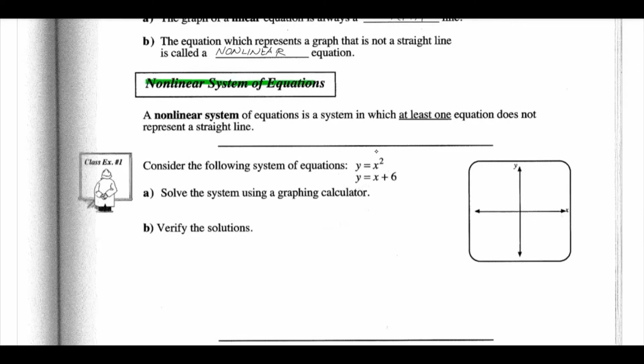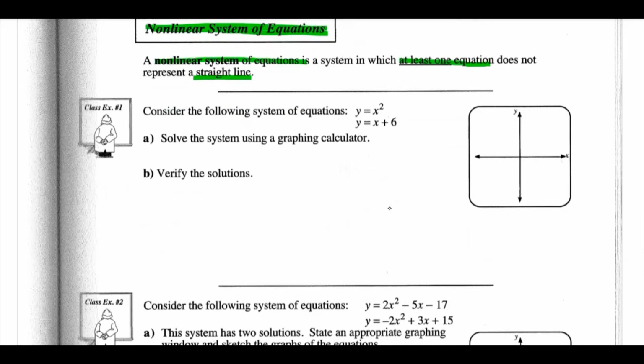If we have a system of equations that is nonlinear... in lesson 1, we were talking about a linear system of equations. Well, a nonlinear system of equations is a system in which at least one equation does not represent a straight line, so one of the graphs will not give you a straight line. Let's consider this particular example. Consider the system of equations.